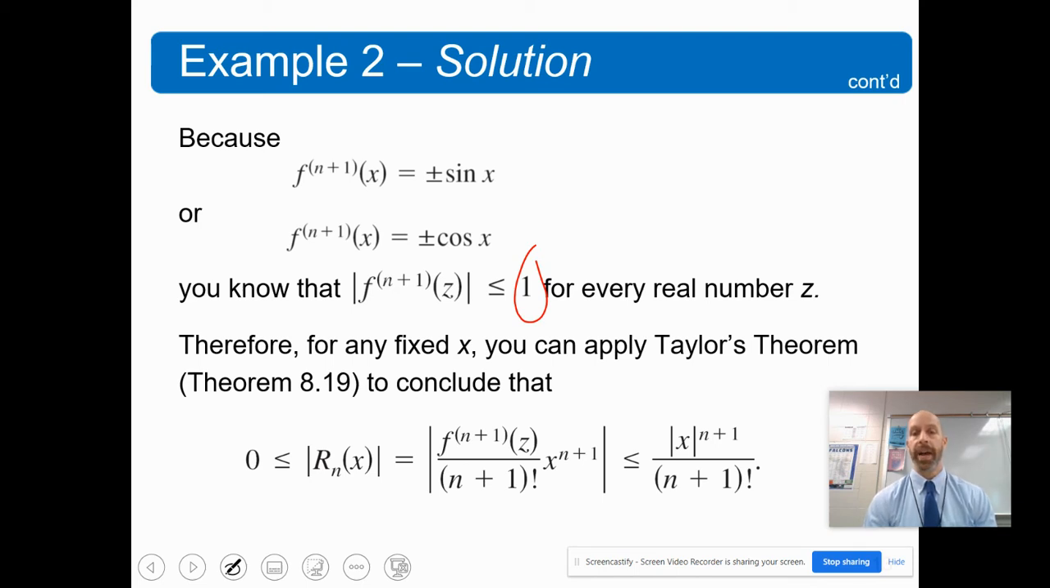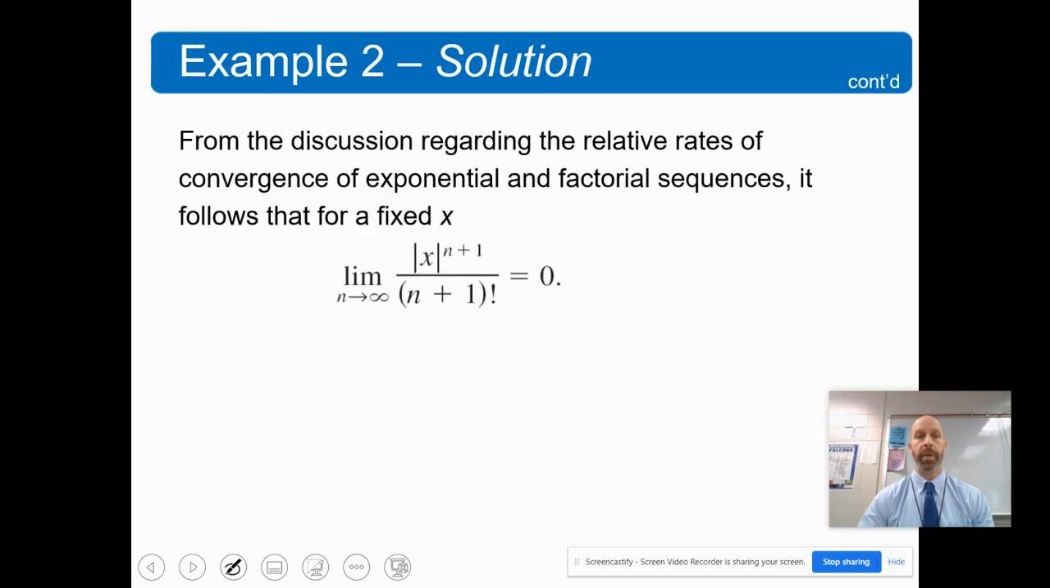Therefore, for any fixed x, you can apply Taylor's theorem 8.9 to conclude that 0 is less than the absolute value of the remainder, which is defined here. Now what we can do is substitute 1 in for this. We get the following: the absolute value of x to the n plus 1 over n plus 1 factorial.